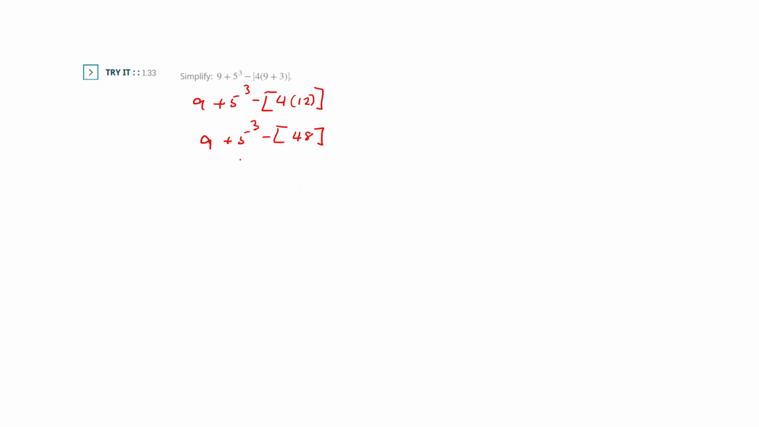All right, now, next is exponents. So I need 5 to the third, which is 5 times 5 times 5. So I've got 9 plus 125 minus that 48. Okay, now this bracket, everything's been cleaned out of there. You can leave a bracket if maybe there was a multiplication on the outside, but there's no multiplication, so this isn't really necessary anymore. So I'm going to just take it off.